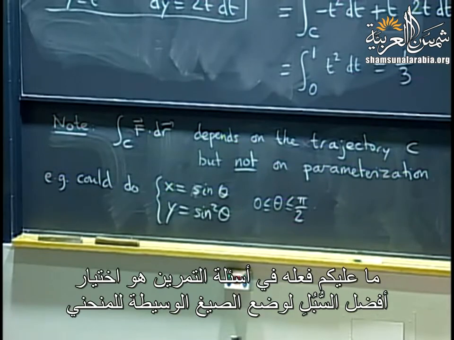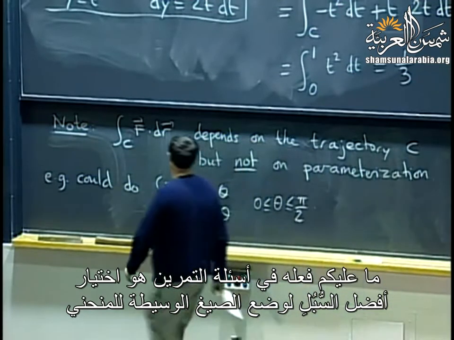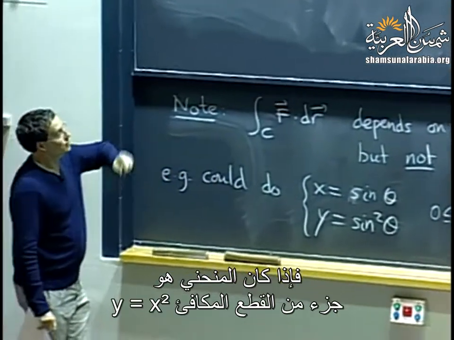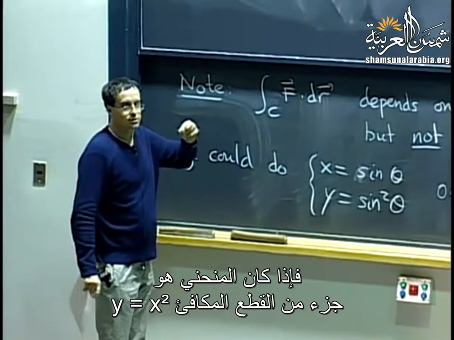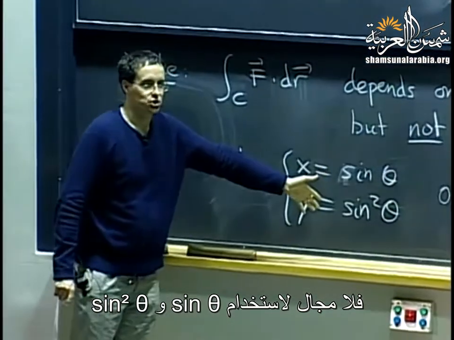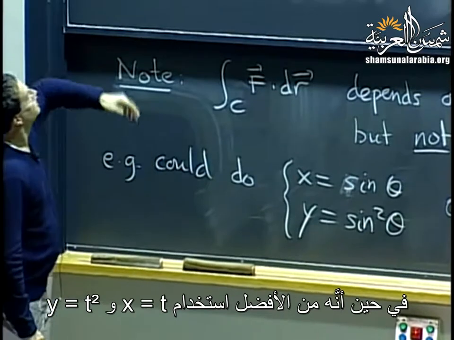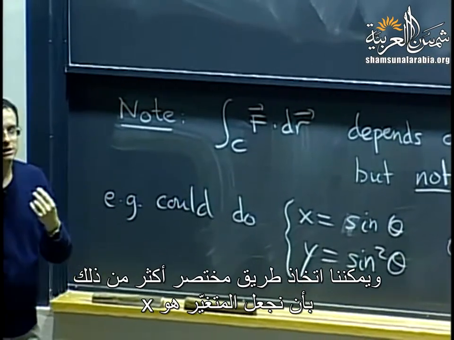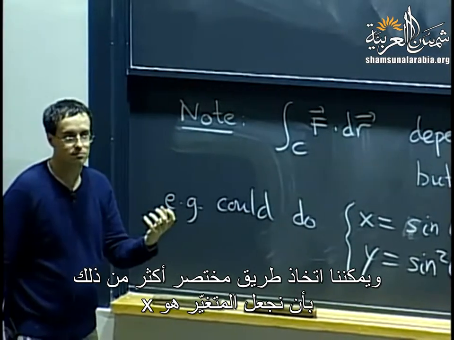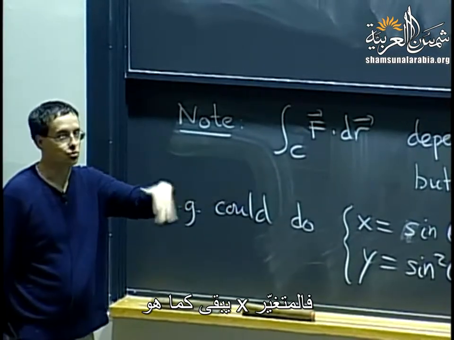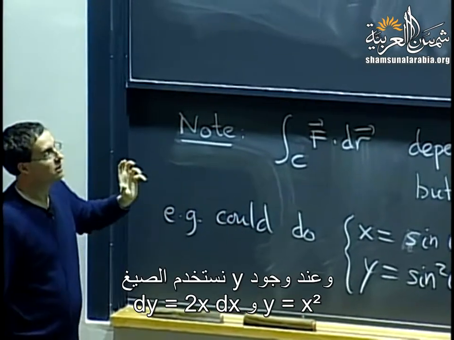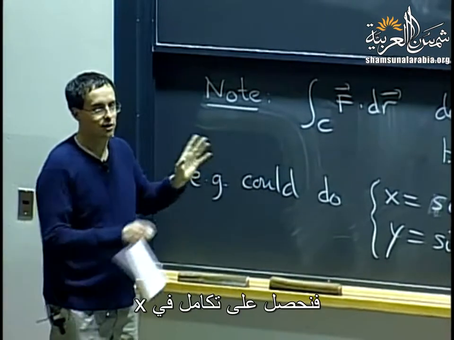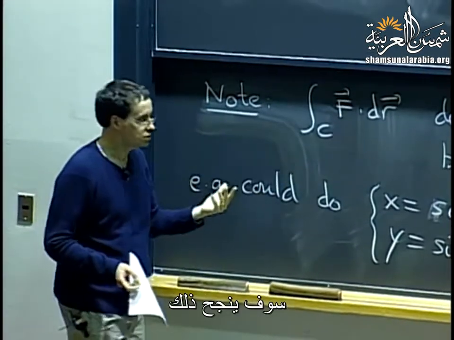Okay, so what you should do in practice is use the most reasonable way to parameterize your curve. If you know that here you have a piece of parabola y equals x squared, there's no way you will put sine and sine squared. You could set x equals t, y equals t squared, which is very reasonable. You can even take a small shortcut and say that your variable will be just x. So that means x, you just keep it as it is. And then when you have y, you set y equals x squared, dy equals 2x dx, and then you have an integral over x. That works.